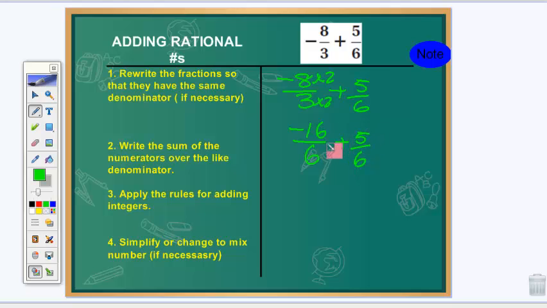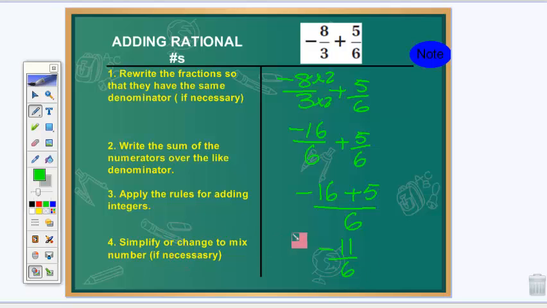Then the next step, step 2, will be to combine them together. We need to write the sum of the numerators over the like denominator. So now I can put them together: negative 16 plus 5 over 6. Then we apply the rules for adding integers. So negative 16 plus 5, different signs, we subtract. That will be negative 11 over 6.